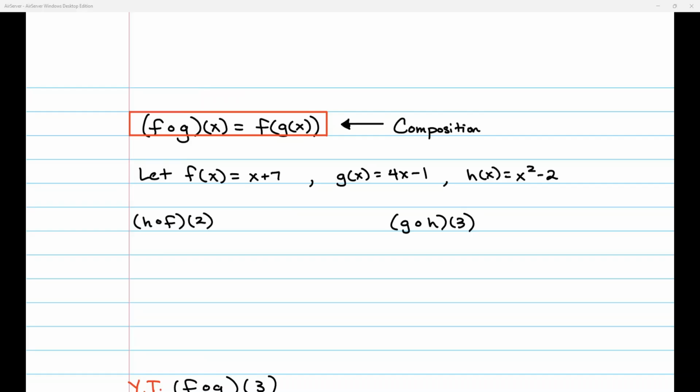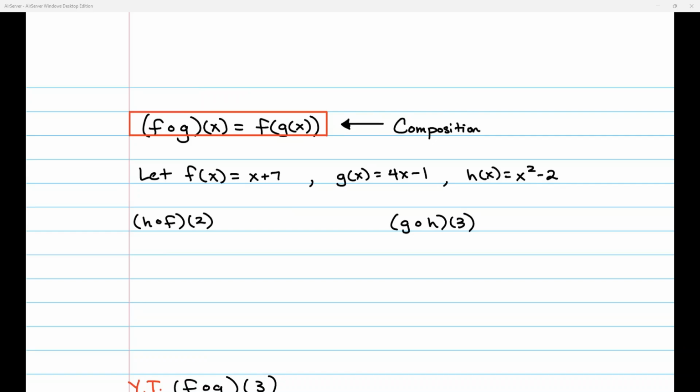All right. So here we have three functions. It says let f of x equal x plus 7, g of x equal 4x minus 1, and h of x equal x squared minus 2. I want to find h after f of 2, g after h of 3. So what the heck are they asking us to do?